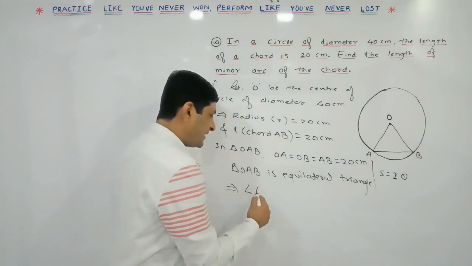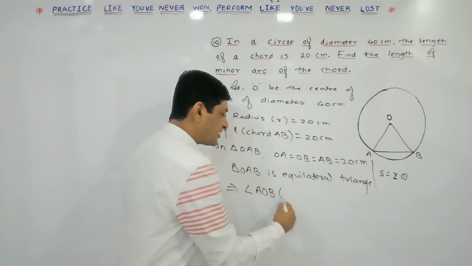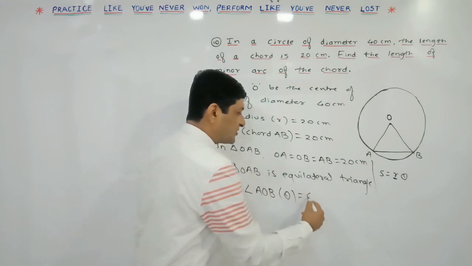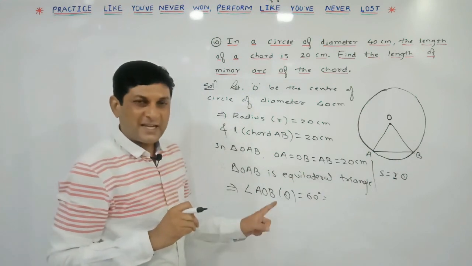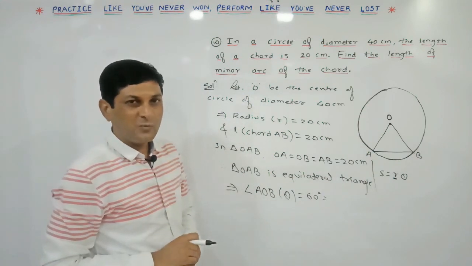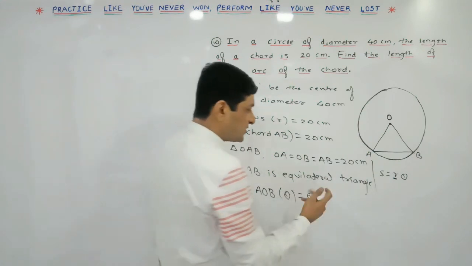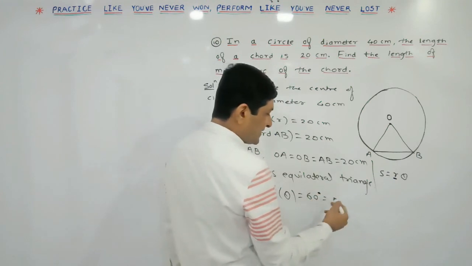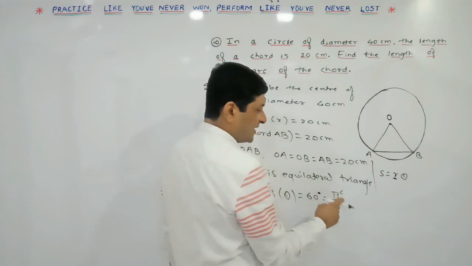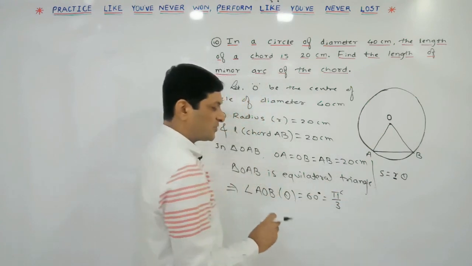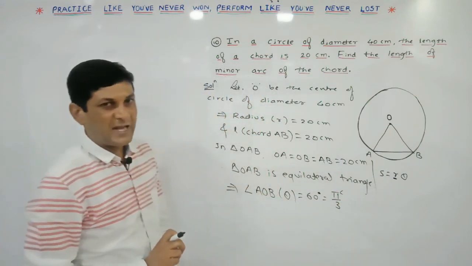So this implies that angle AOB, let us denote this angle by theta, is equal to 60 degrees. But to apply this formula, this angle should be measured in what? Radian. So convert this degree measure into radian. 60 degrees can be written as what? Pi by 3, because pi means 180, and 180 divided by 3 is equal to 60. In this way we have got the value of theta.